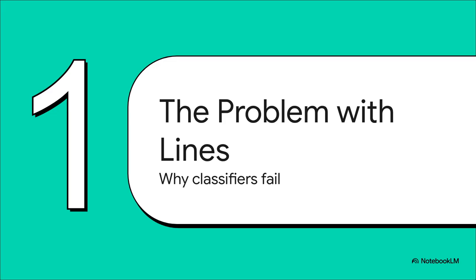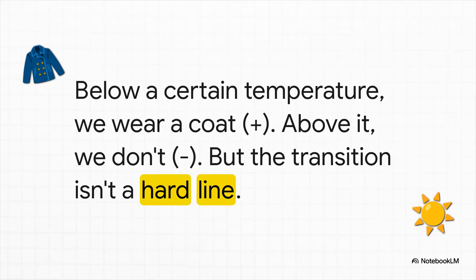Okay, first up, the problem with lines. Let's dig into why the most straightforward approach just kind of falls flat when you apply it to the real world. Just think about our coat example. If it's freezing outside, you're wearing a coat. No question. If it's super hot, you're definitely not. But what about all those days in between? You know, that chilly autumn morning or a cool spring evening? The decision isn't just a sudden switch, right? It's a fuzzy gray area.